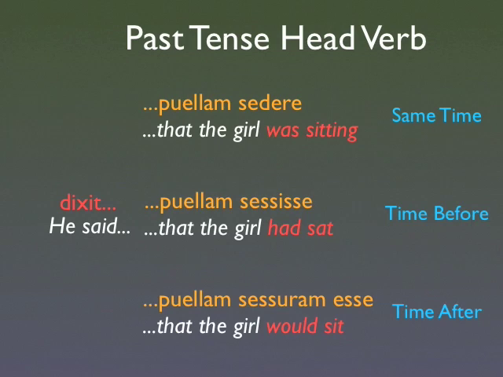Blame English and all its irregularities for this. Latin is very simple, and the present infinitive still indicates the same time, the past, time before, and the future, time after. But beware when translating.